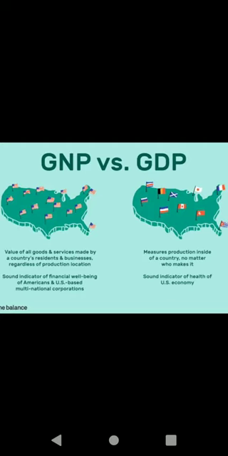So, gross domestic product is the total value of output of goods and services produced by the factors of production. What are the factors of production? There are four factors of production. They are land, labor, capital, organization. Okay.